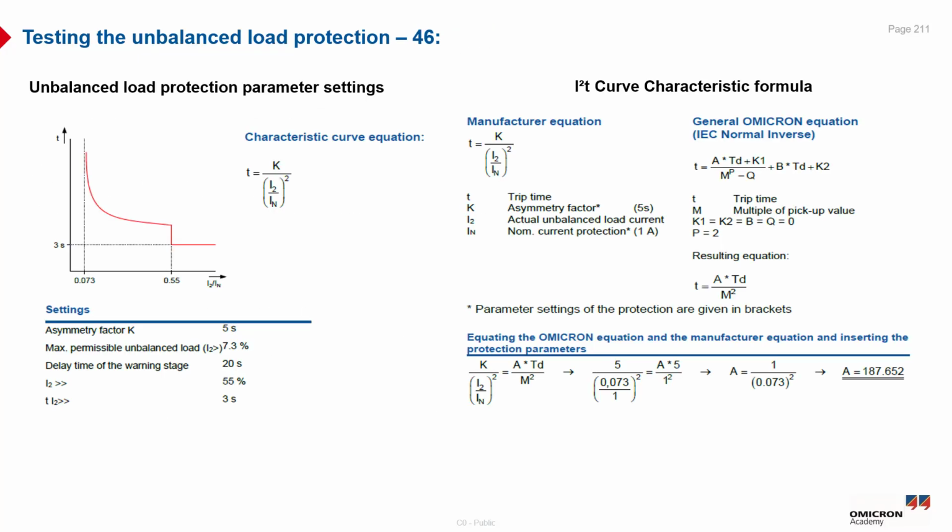So as you can see here, how to test the unbalanced load protection or the negative sequence overcurrent protection, named 46. This function protects the rotor against thermal overload due to unbalanced load, and it can be tested using the overcurrent test module, or alternatively using the test sequencer test module and the fault calculator.